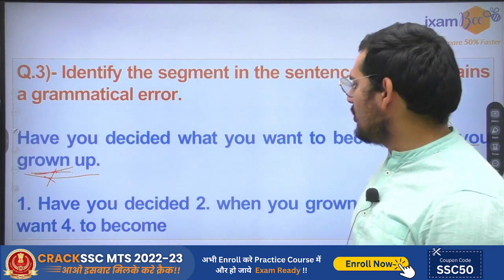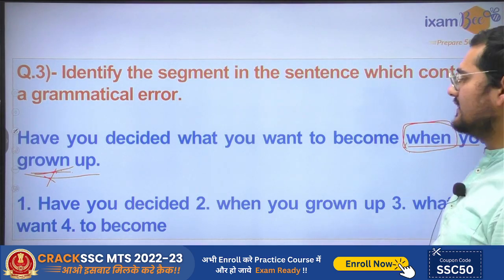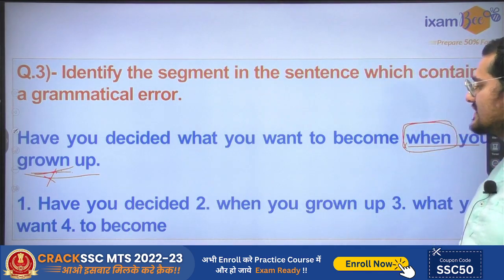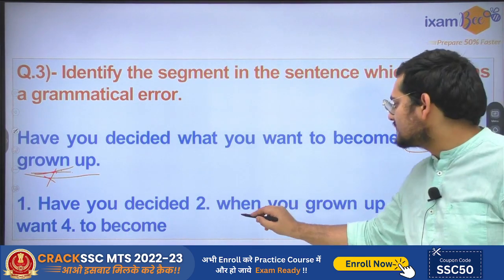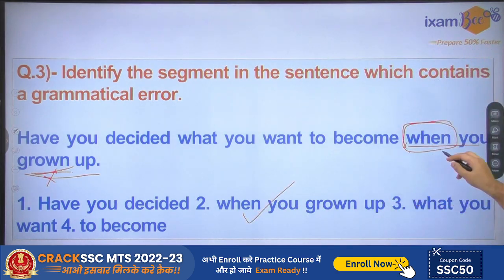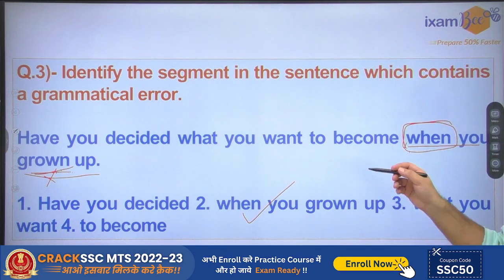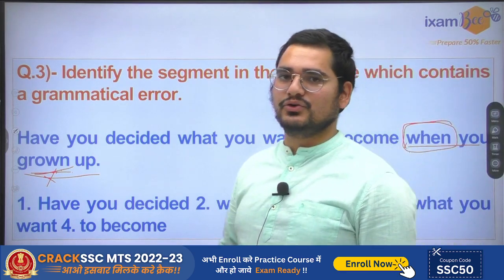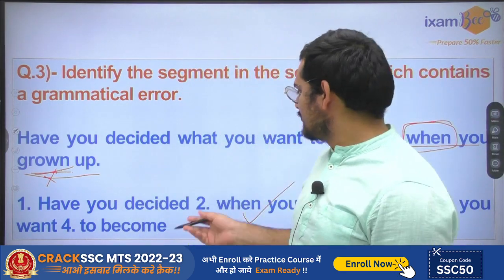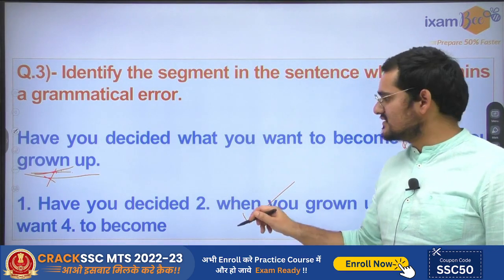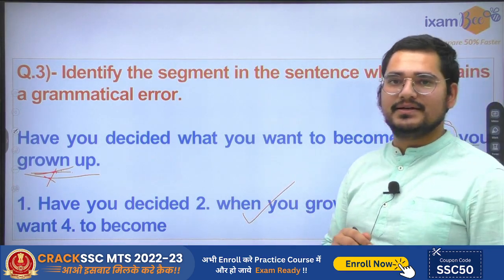So we check the options. "Have you decided?" No, it is correct. Obviously, already it's correct. No need to change that. "When you grown up," yes, so we have an error in this part of the sentence. So the second option is correct. "What you want to become," these are already correct. No need to change them, right? So our second option would be correct because this is erroneous in this statement.